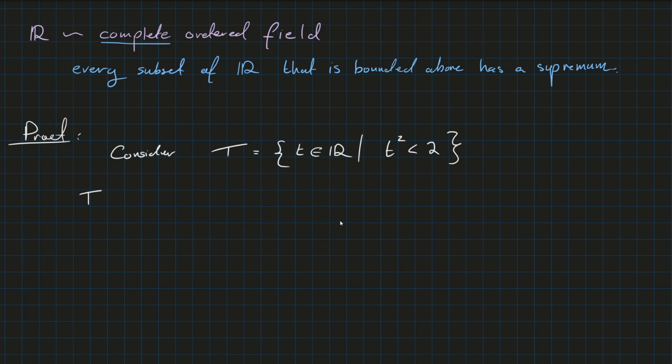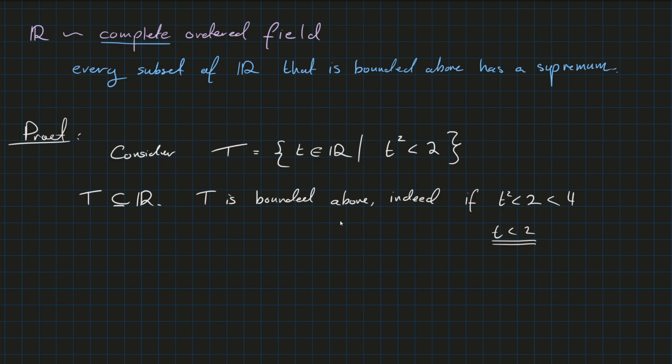right? T is a subset of the real numbers. T is bounded above. Indeed. If t squared is less than 2, then that means that t squared is less than 4, which means t is less than 2.